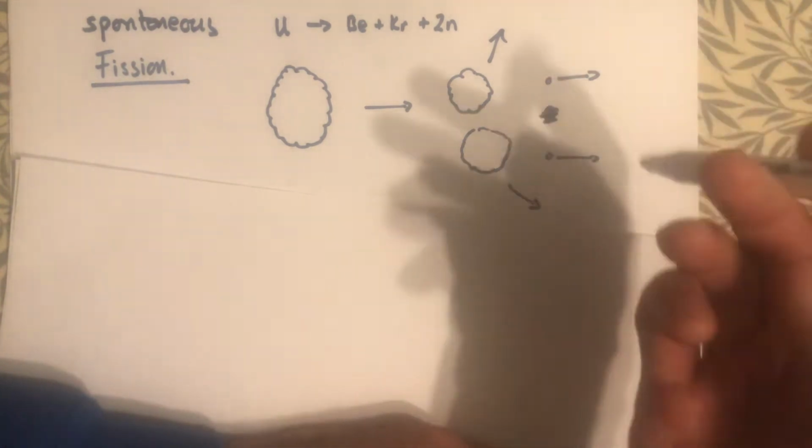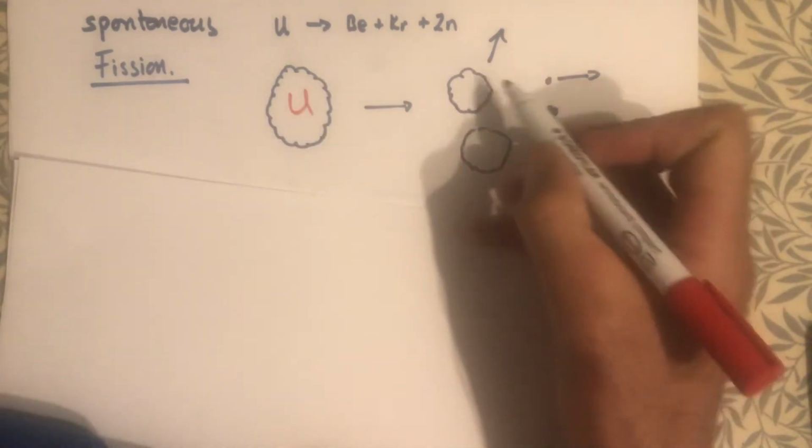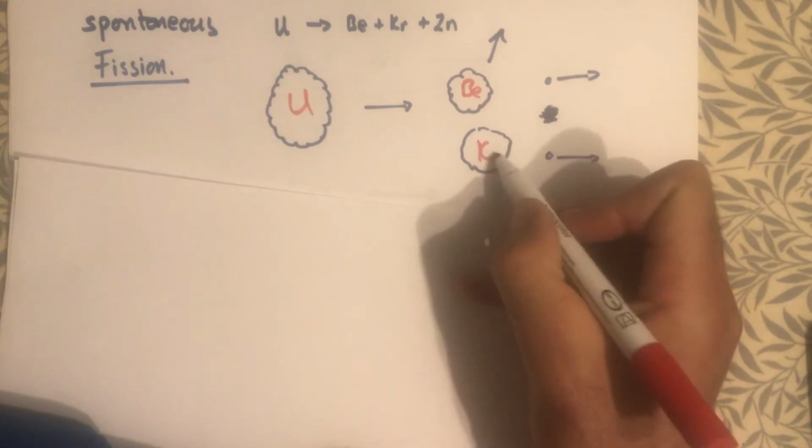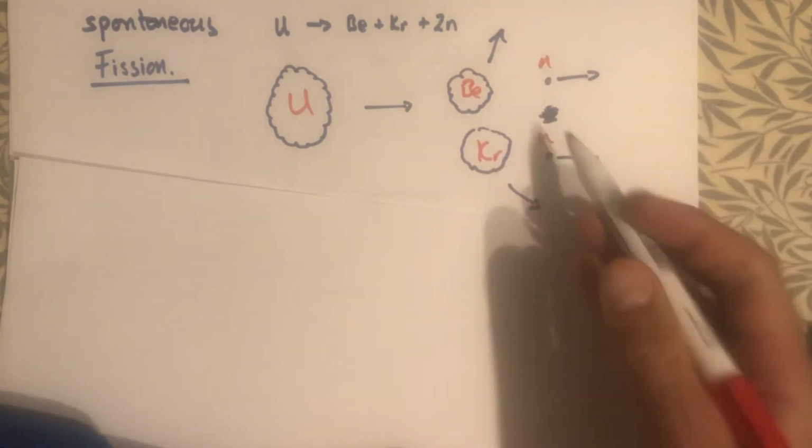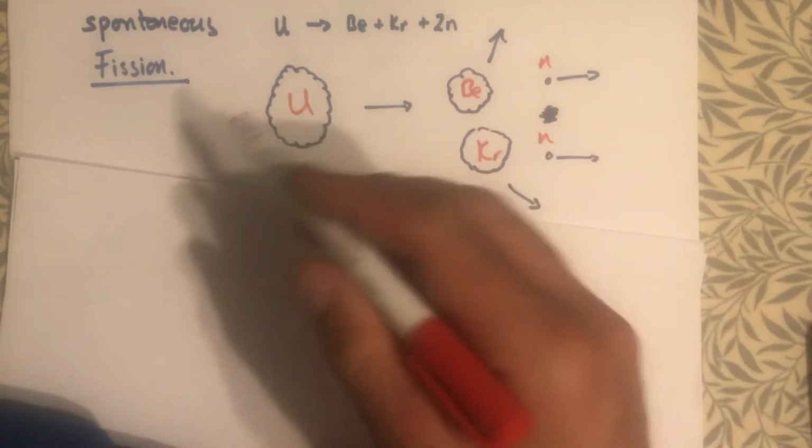It was spontaneous. So uranium, and we might have some beryllium, we might have some krypton, and these are neutrons, of which you might get 2 or you might get 3 in this slightly different setup.